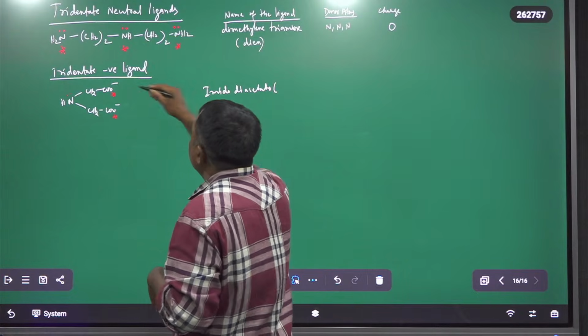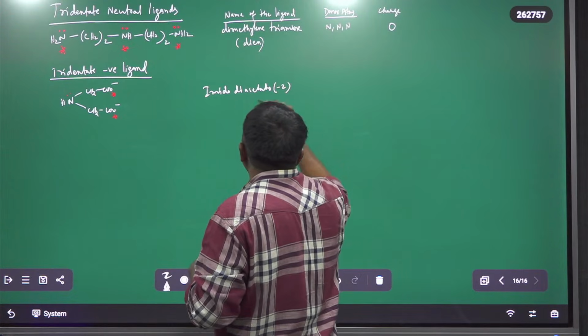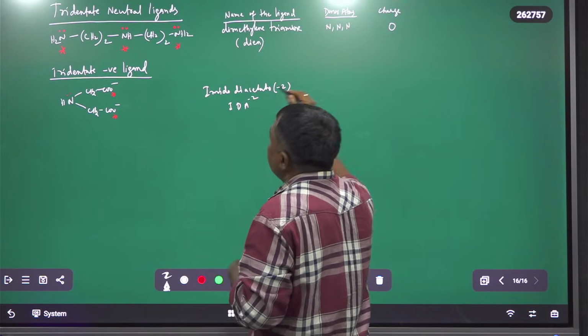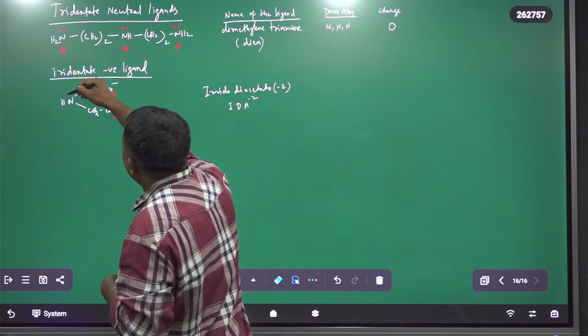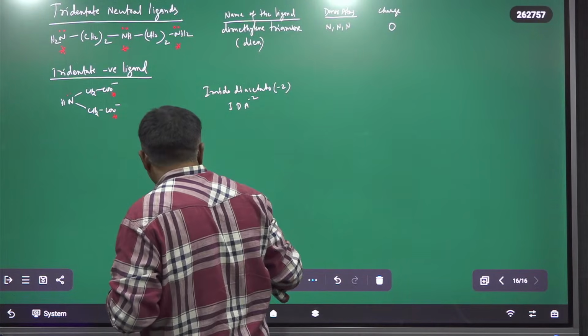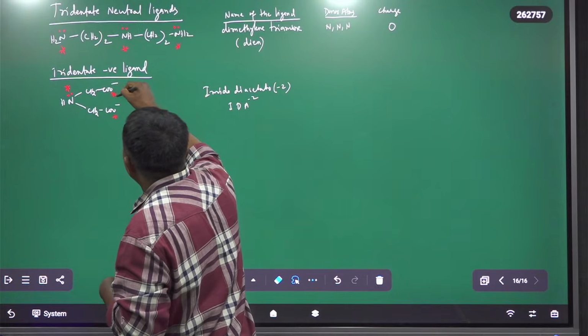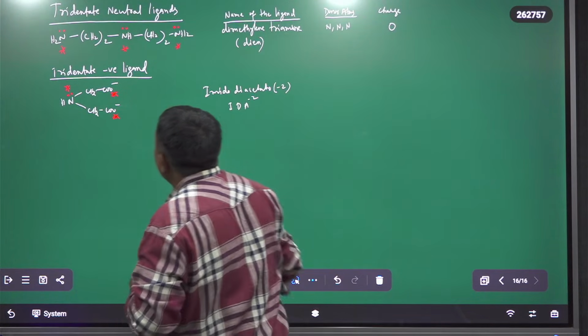Imidodiacetato. What will be the charge now? Minus 2. So IDA minus 2, this one. Donor atoms: this is one donor, this is also another donor, and this is also another donor now. This nitrogen is a donor, and this oxygen is another donor, and this oxygen is also another donor.